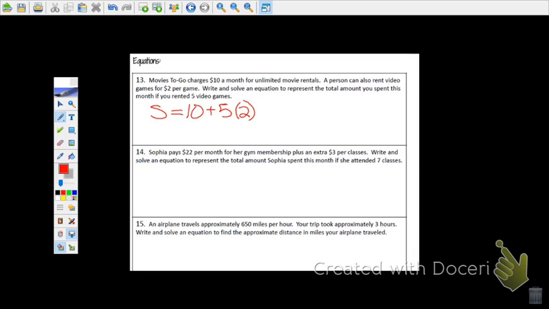Now you're going to solve it. 5 times 2 is 10. 10 plus 10 is 20. It's a money amount. So $20 is the amount that you would spend.